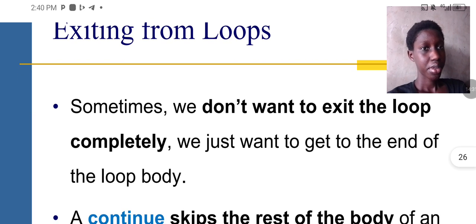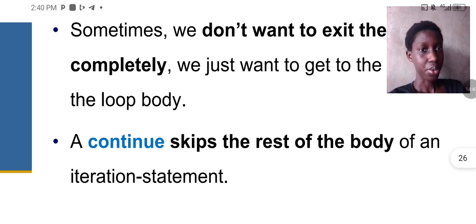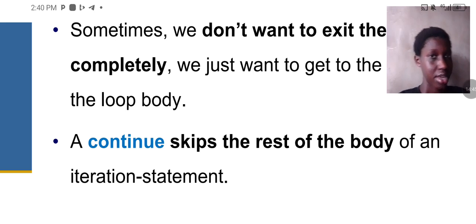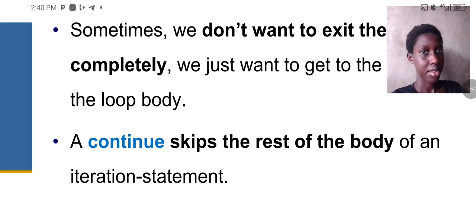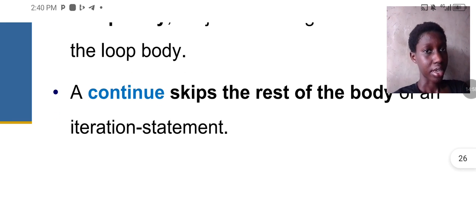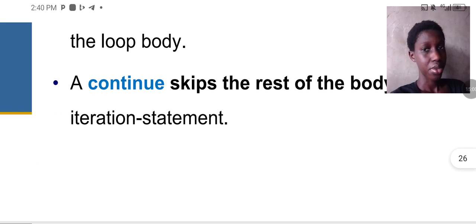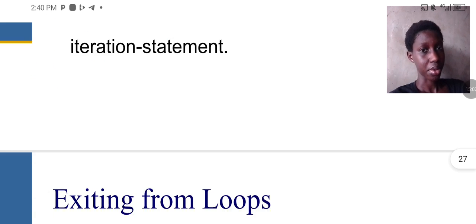Sometimes we don't want to exit the loop completely, we just want to get to the end of the loop body. In that case we use a continue. The continue skips the rest of the body of an iteration statement. So if you don't want to exit the loop completely, you use the continue to skip the rest of the body. It could also be used in a switch statement as well.